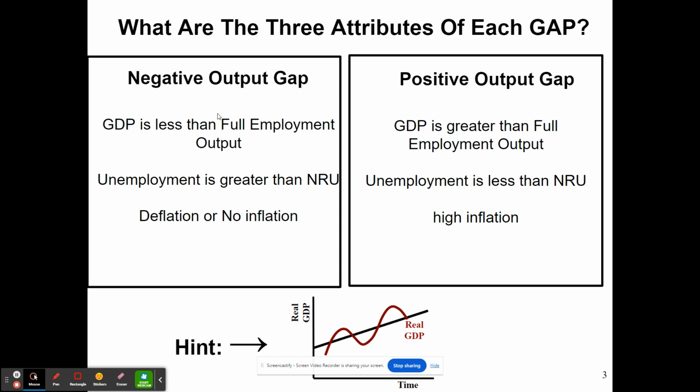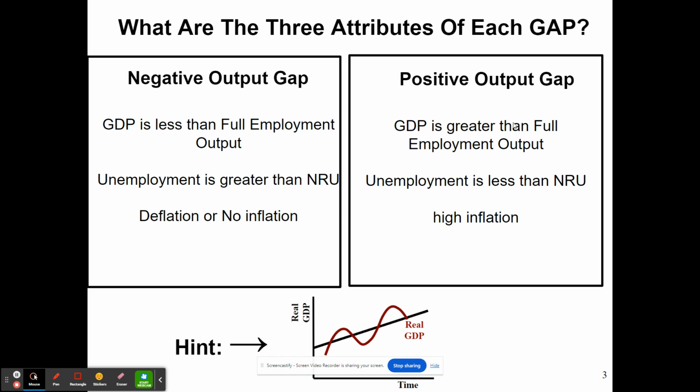Of these three attributes, what is the problem? Well, the problem with this economy is high unemployment. Yeah, we'd like this to be greater. Sure, we'd like to be at 2% inflation, but having high unemployment is the problem and a negative output gap that we'd want to solve.